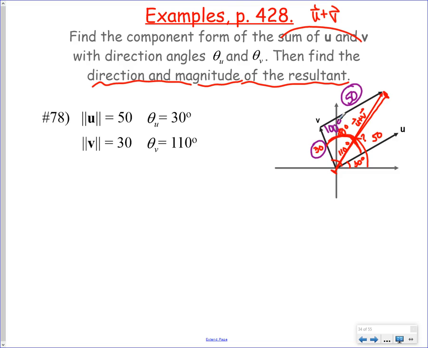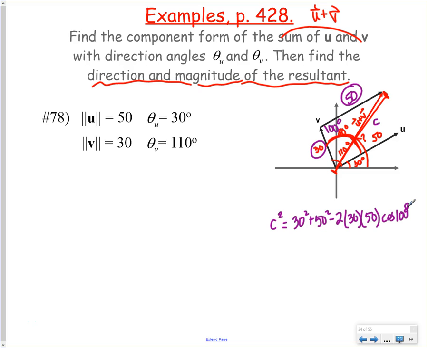So now I can use law of cosines and I can say, okay, who do I need? This guy. So I can say c squared is equal to 30 squared plus 50 squared minus 2 times, what law am I using right now? Cosine. Law of cosines. Cosine of 100 degrees. I can find the magnitude by law of cosines.